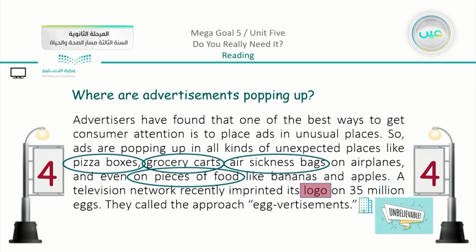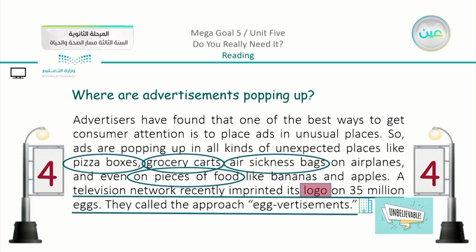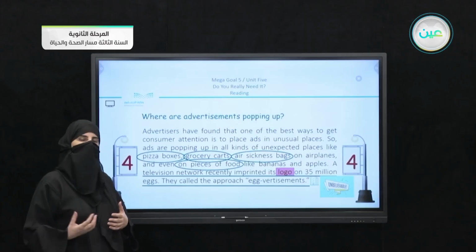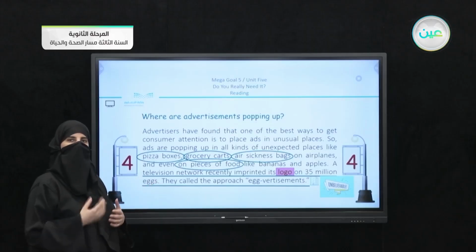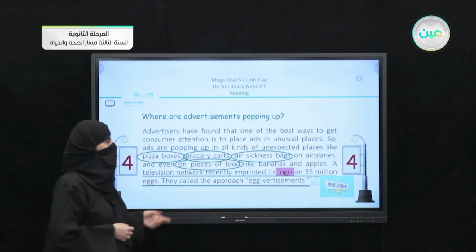Now something also to mention here before we move on, that we have here a television network recently imprinted its logo on 35 million eggs. They call the approach advertisements. So this is an interesting title for something to do just to attract people's attention.